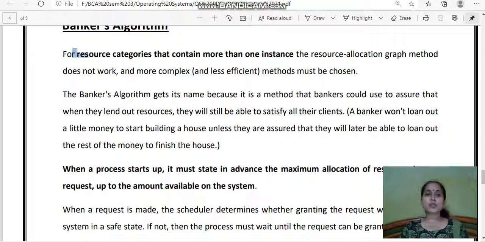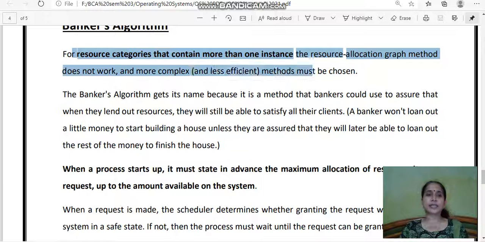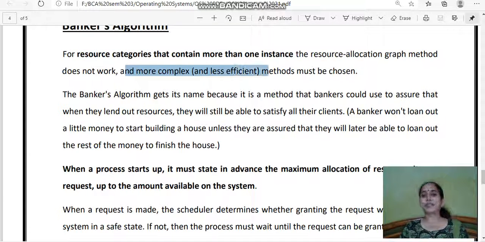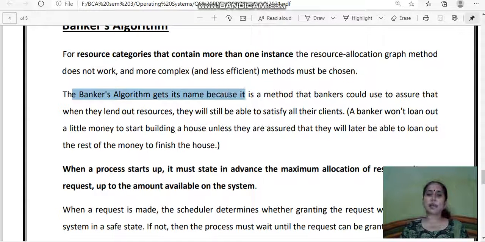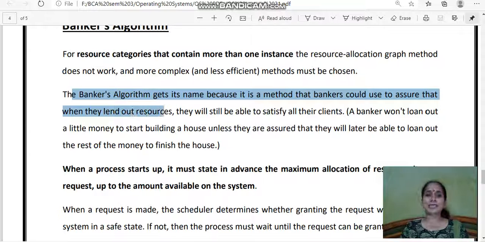For resource categories that contain more than one instance, the resource allocation graph method does not work, as I've said, and more complex but less efficient methods must be chosen. The Banker's algorithm gets its name because it is a method that bankers could use to assure that when they lend out resources, they will still be able to satisfy their clients.